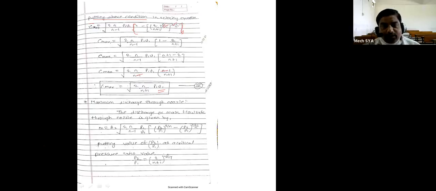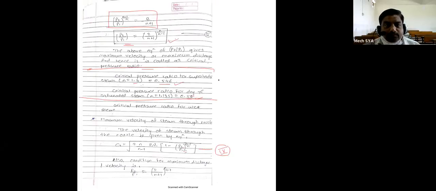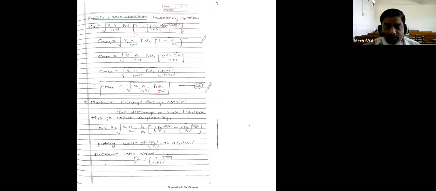Afterwards, I want that this derivation should be solved and submitted to me as today's homework, because practice is required for writing this. You write down the critical pressure ratio for wet steam, this also you write down. And I will not submit the notes till you submit this homework to me.